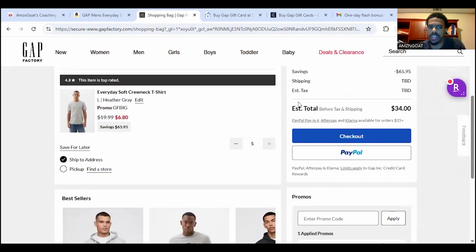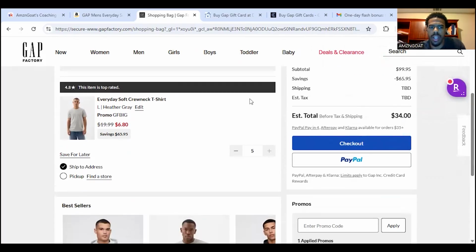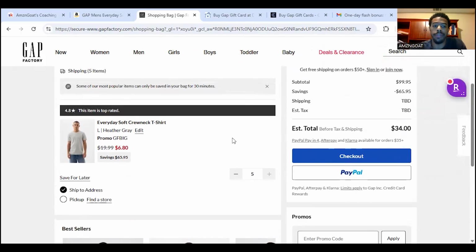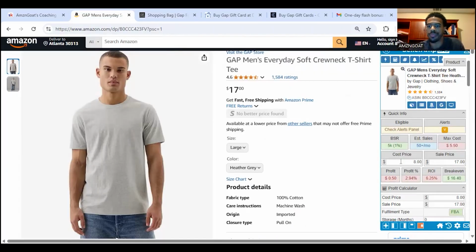That looks like the best option. But after that 15% off, it brings the price down from $8 to $6.80. So let's change that $8 to $6.80. And bam, now we are at okay margins, you know, 10% margins, 25% ROI.